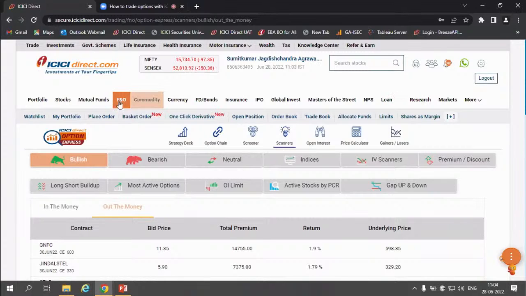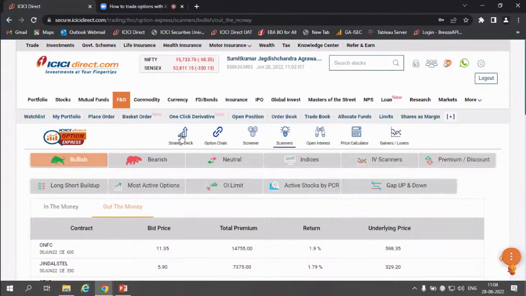When you click on the option chain, for me it lands directly onto the scanners, where you have all these bearish, bullish, and several different tools available to browse through. In the second part, I'll be covering screeners, open interest, price calculators, gainers and losers, and a few more option concepts, because all these things take quite a lot of time to understand. That's why I've broken down this webinar into two different parts. So let's start one by one then.